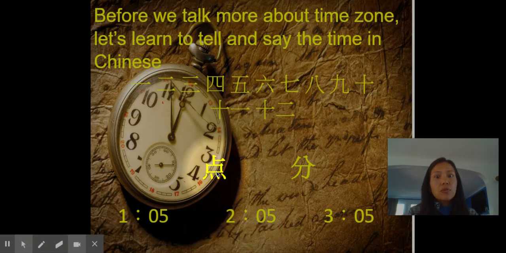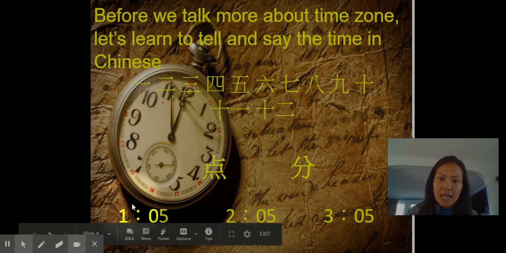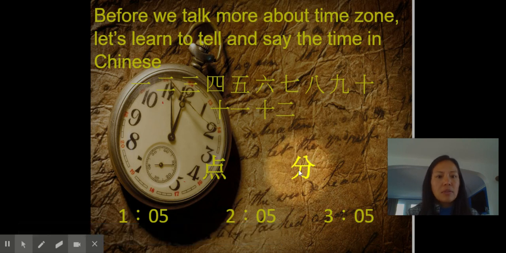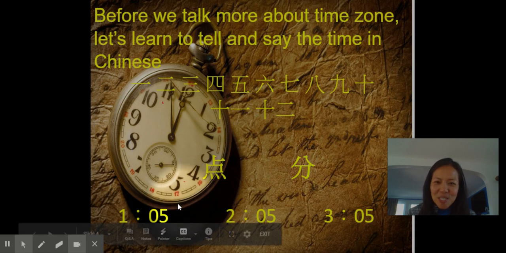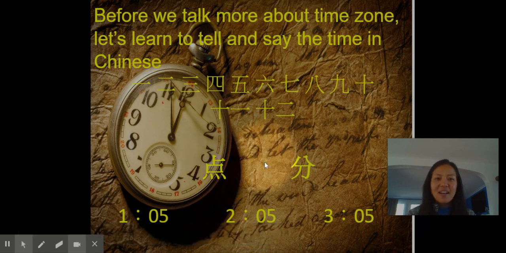Then we have the word 点, 点, is for the short hand on your clock, meaning the hour. So 点 comes after all the hours when you say it. And then you have the other word, 分. Let me hear you say it, 分. 分 is your minutes, obviously. And so it's the second part of your time, right? So you have 点 and 分. 点 and 分.